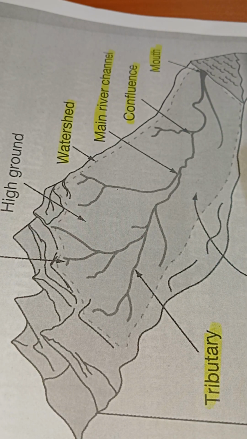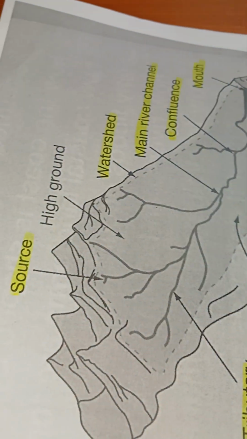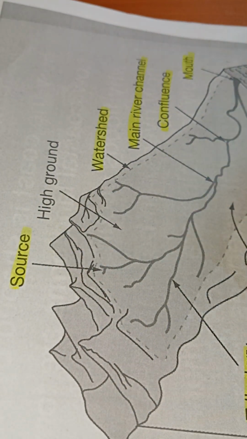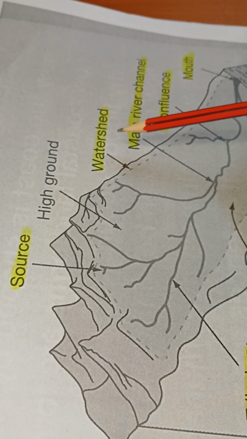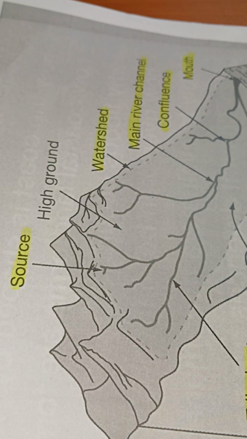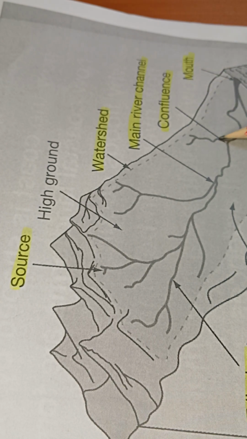the drainage basin in South Africa. Of course, what is the source of the river? Usually that's where the river starts. Watershed, high-lying area separating two drainage basins. A drainage basin being the area drained by the river and its tributaries. Confluence, where two rivers or two streams meet. Mouth, where the river ends.